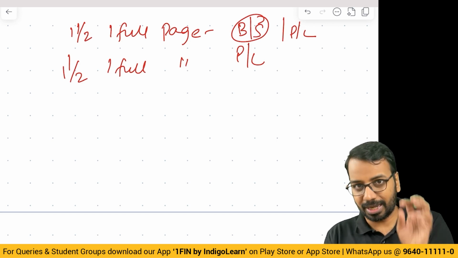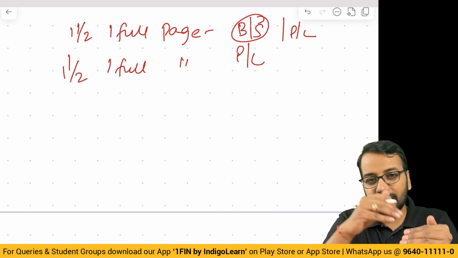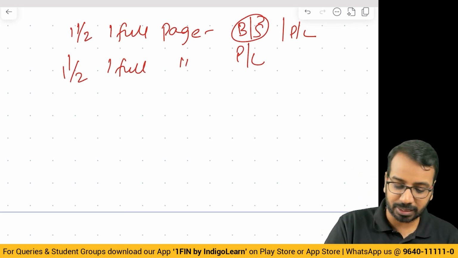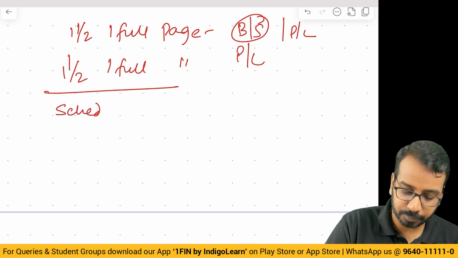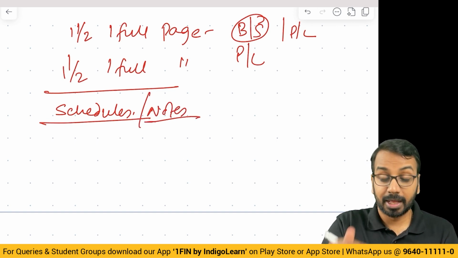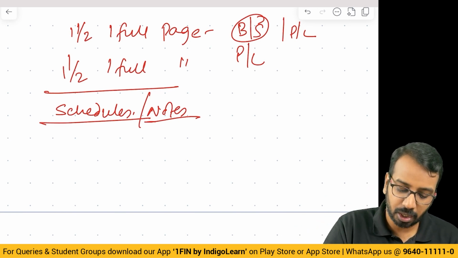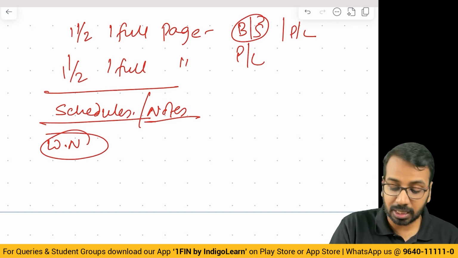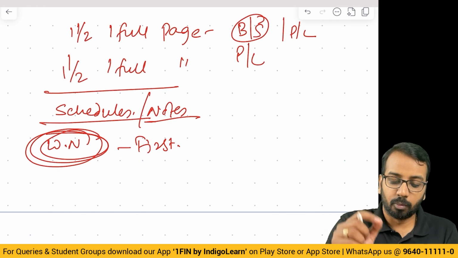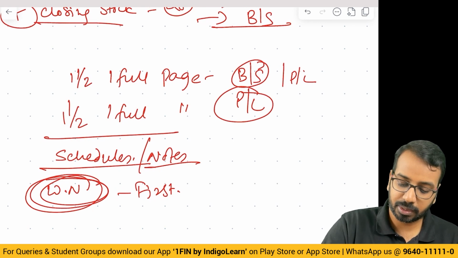So when you solve a question, take one actual exam question and see, can I fit this balance sheet in one page? If you feel no, I cannot fit this in one page, fit it in 1.5 page. 1.5 page for balance sheet, 1.5 page for P&L. After that, draw your schedules or notes. Okay. For notes, you will have 1 page or 2 pages. 2 pages should be sufficient, followed by working notes. Now, if you want to do working notes first, you can do working notes first as well.